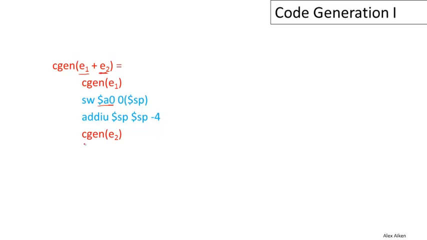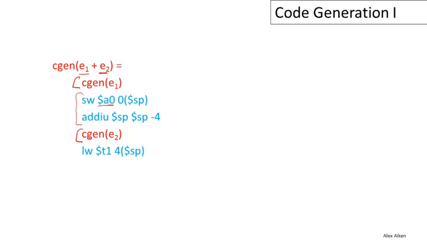And then we can generate code for E2. Okay, and again, this stuff in blue is part of the program that will be executed at runtime. These are calls to the code generator that are happening at compile time. Okay, and so we generate the code for E2, and that goes here after this code for pushing the value of E1 on the stack.